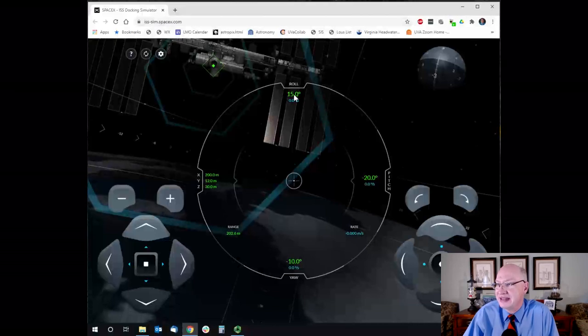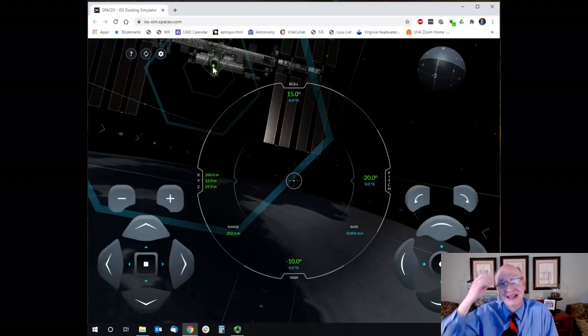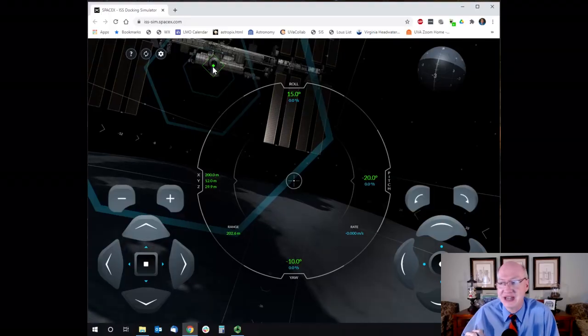You want to zero out the roll, the pitch, and the yaw, at the same time translating yourself over and forward to get to the space station, at the same time not doing it too quickly, because if you come in too fast, you'll crash with too much energy and you'll lose. So it's a lot of fun.